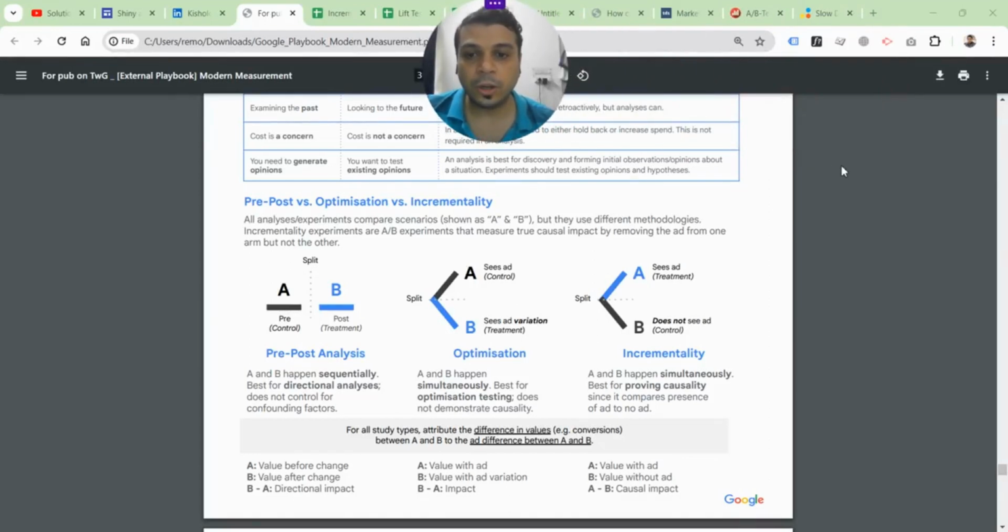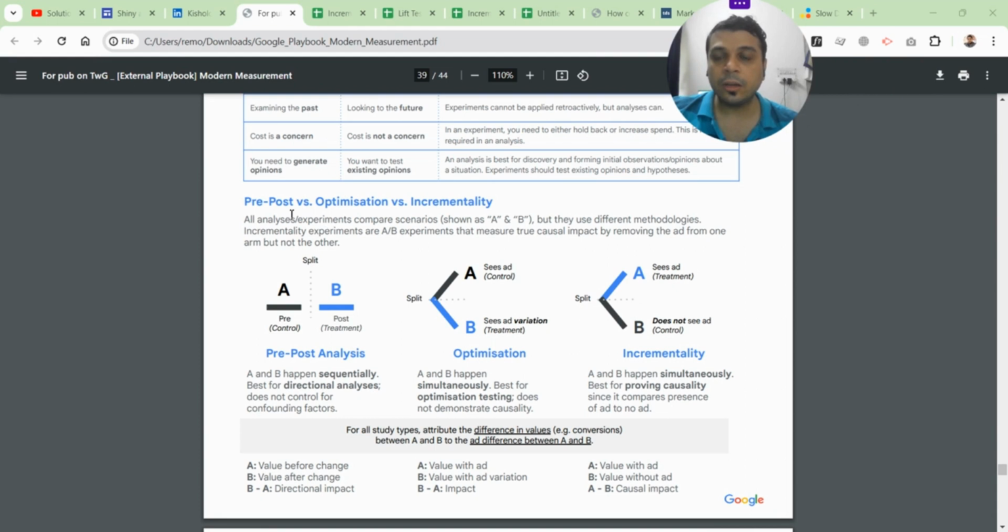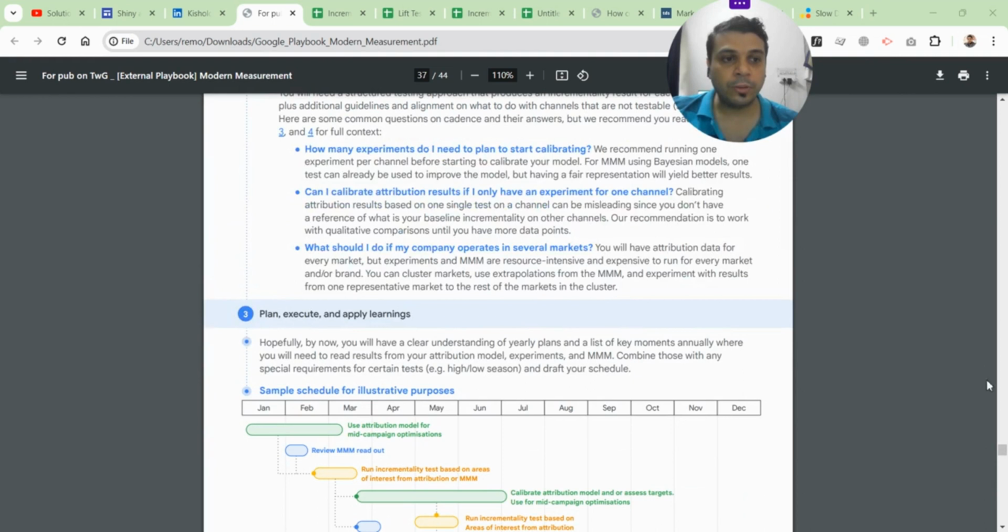So in this video, I'm going to be talking about incrementality testing. I've talked about this in the past in my previous videos, but in this particular video, I'm going to be talking about the types of incrementality testing and why they're not really created equal. So I'm actually looking at Google's very recent document that it has brought out in the middle of 2024.